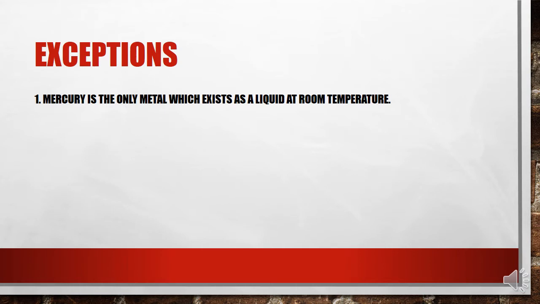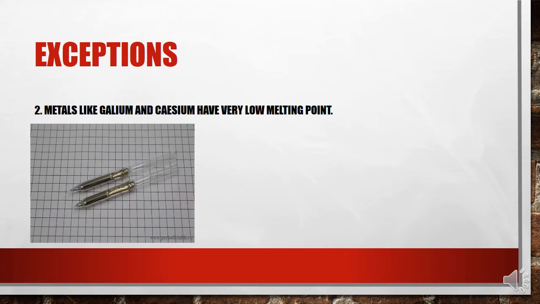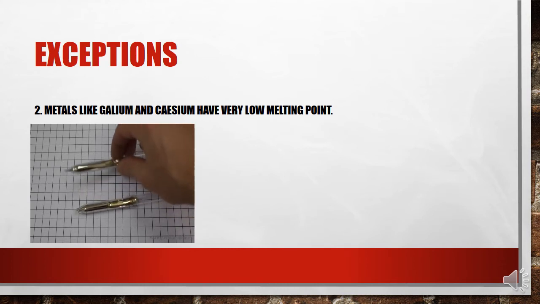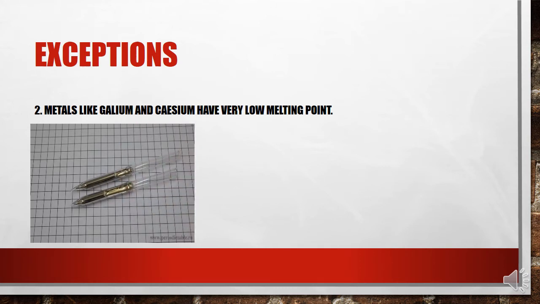The world of chemistry is not without exceptions. Mercury is the only metal which exists as a liquid at room temperature. You have seen mercury in clinical thermometers and lab thermometers. Second, metals like gallium and cesium have a very low melting point. I've just told you that metals have a high melting point and high boiling point, but gallium and cesium, as you see in the video, are just shaking like water. That shows that they have a very low melting point.